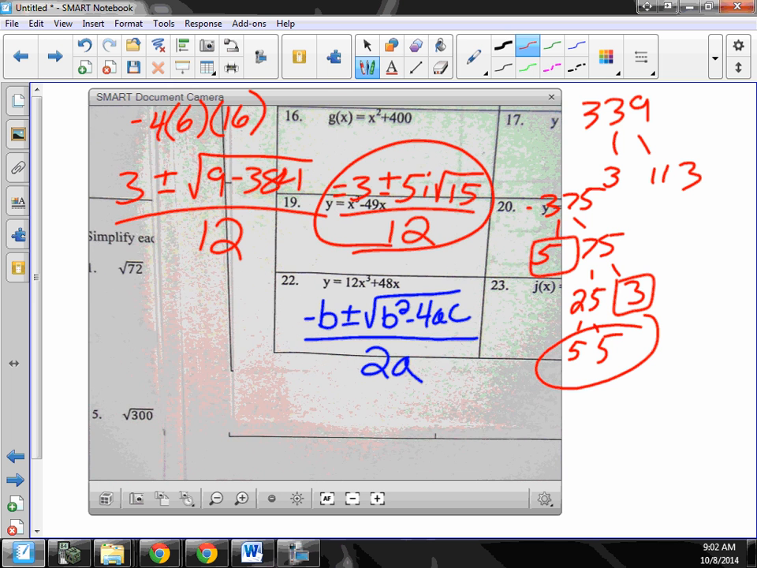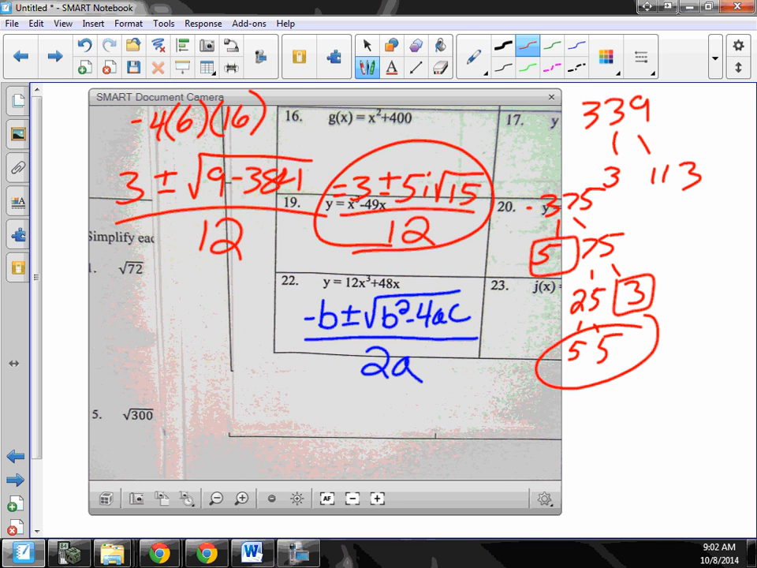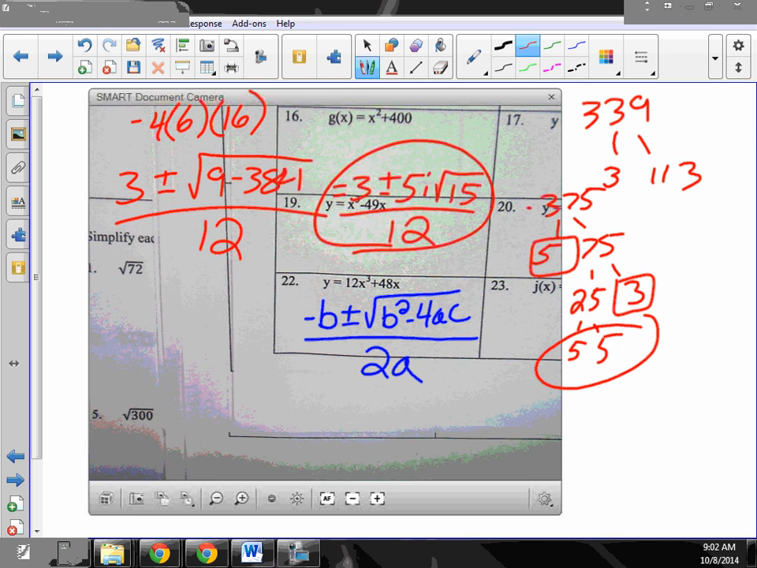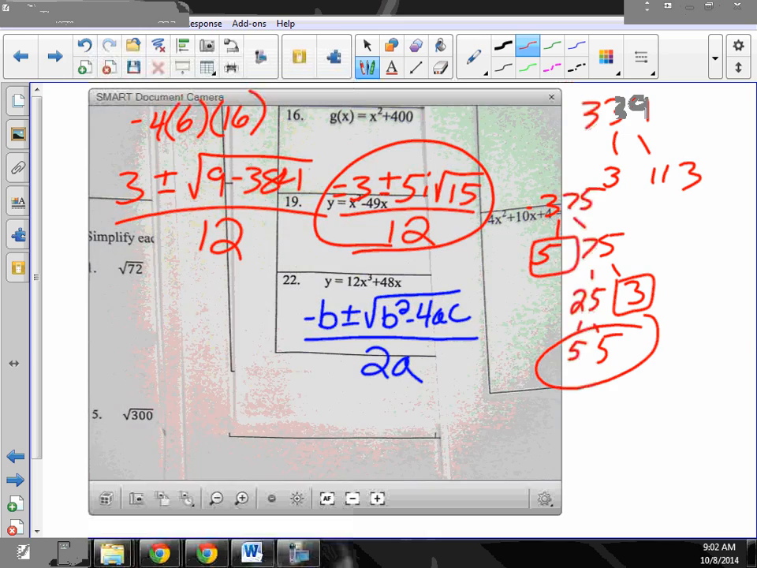Okay, I want you to do the second page today. That's all you need to do is the second page, and then we'll work on this again tomorrow.